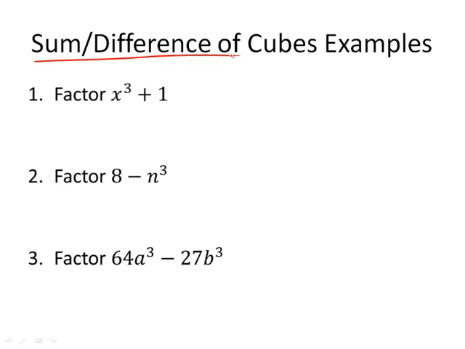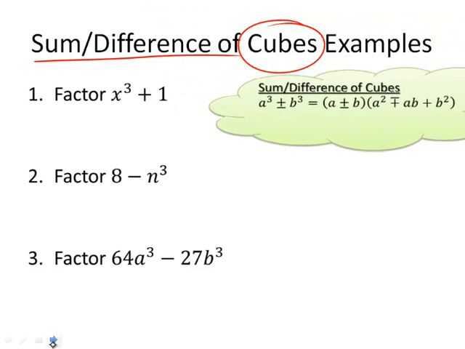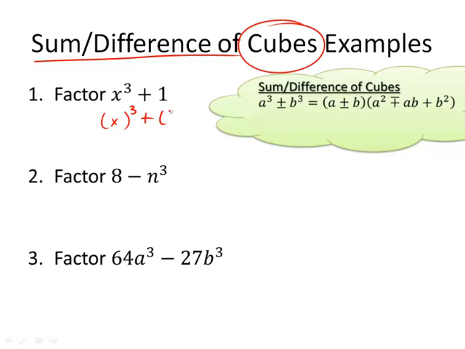Now let's take a look at sum and difference of cubes examples. So we've got this formula here. You'll notice when you have two terms and they can be written as cubes, we can follow this format and expand in that way. So are these perfect cubes? Why, yes they are. x cubed plus 1 cubed. So our a is our x and our b is our 1, and we're filling in the formula with our a's and b's as so.